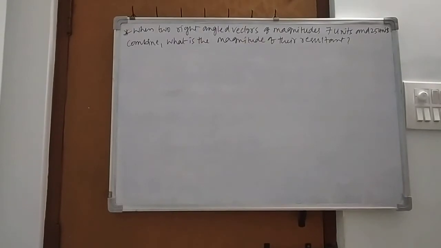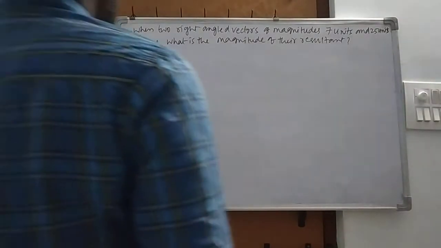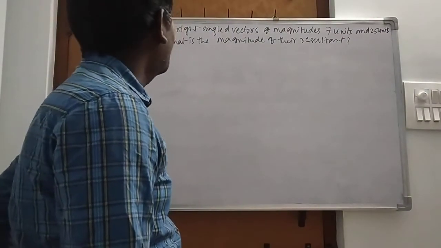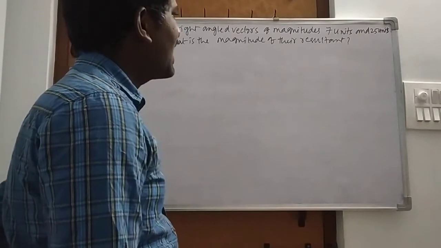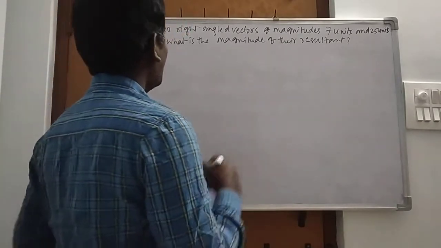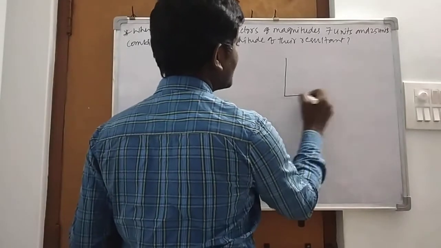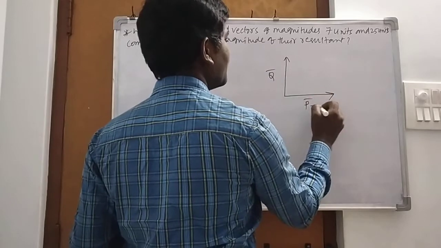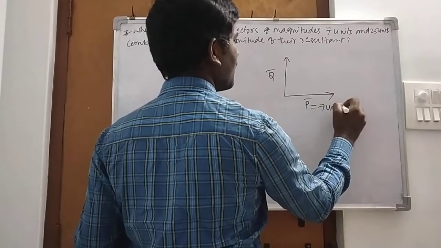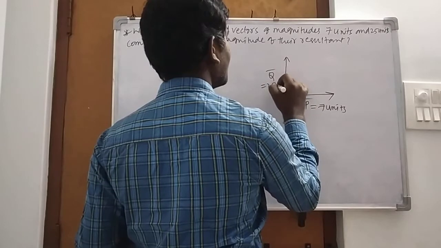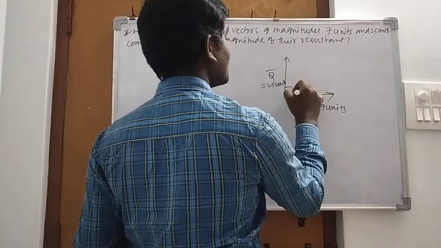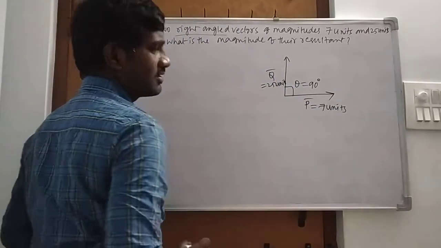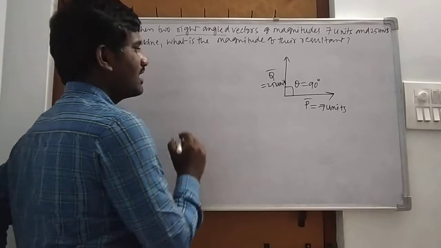Another question. When two right angle vectors of magnitude 7 units and 25 units combine, what is the magnitude of their resultant? Right angle vectors mean what angle? Let it be P and Q. P is equal to 7 units, Q is equal to 25 units. The angle theta is equal to 90 degrees, because right angle vectors have theta equal to 90 degrees.